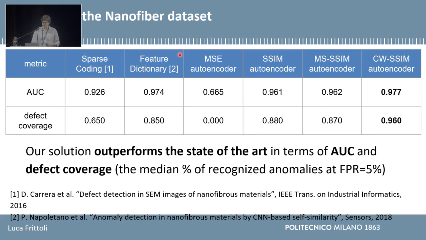The second thing we can observe is that we have trained the same autoencoder with different loss functions, starting from the mean squared error and other structural similarity metrics, and we can see that the mean squared error performs quite poorly, while the structural similarity metrics perform much better.